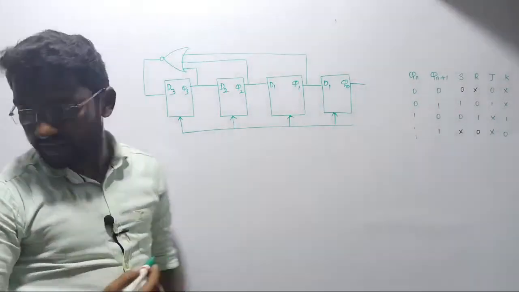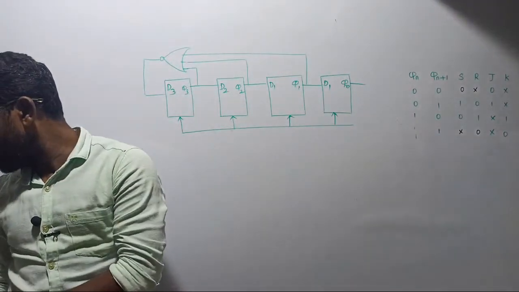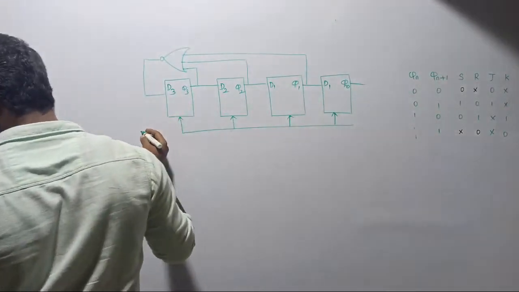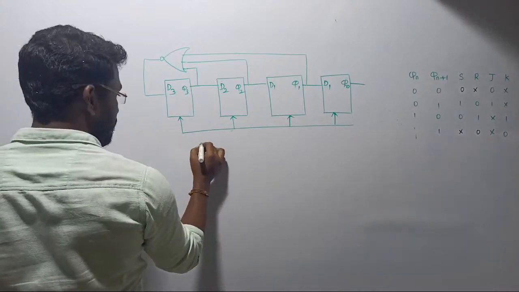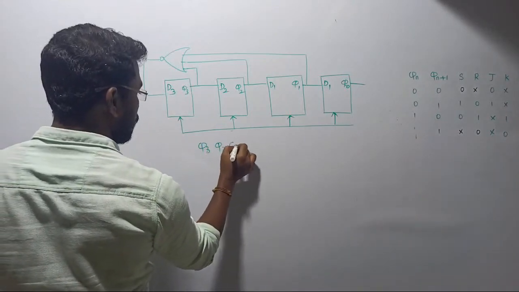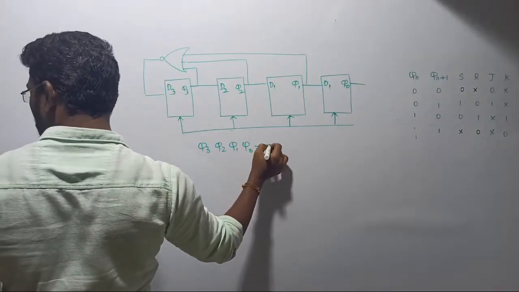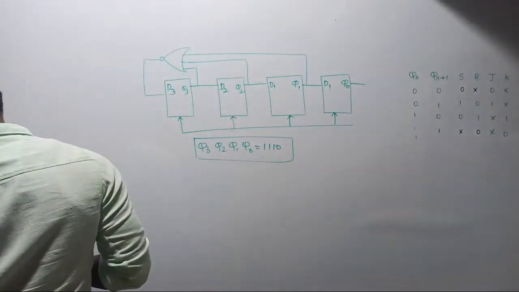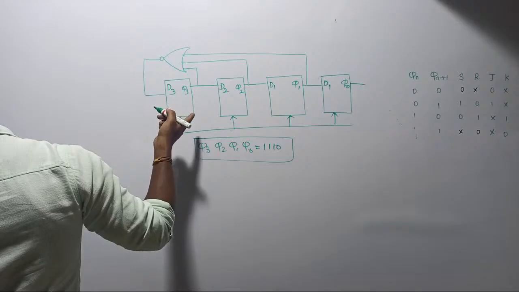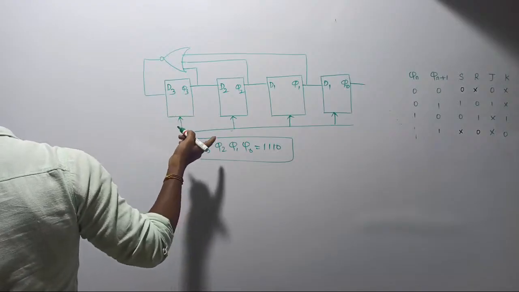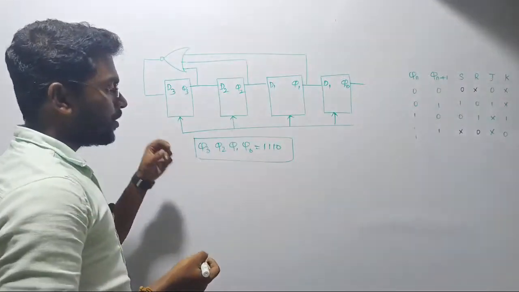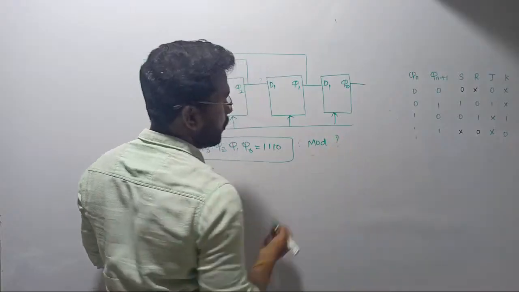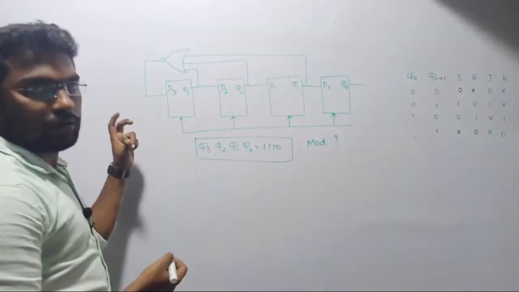Now the question is: for the ring counter shown in the figure, find the steady state sequence if the initial state is given. Listen guys, the given order is Q3, Q2, Q1, Q0, and the initial state is 1110. Actually, what we have to find is the mod of the counter. You are requested to find out the mod of the counter. That's all. Don't write anything else.